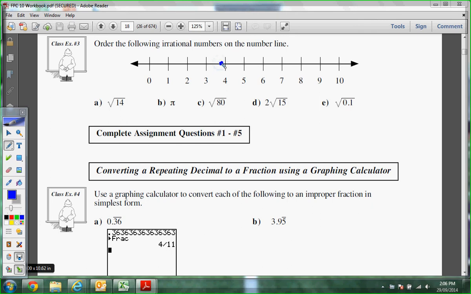Let's call that A. Okay, pi starts out with 3.14. So right here should probably be B. Root 80. Well, what's that really close to as a perfect square? 81. What's square root of 81? So it's just under 9.